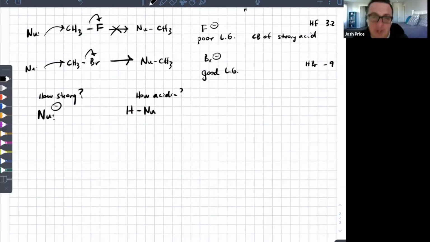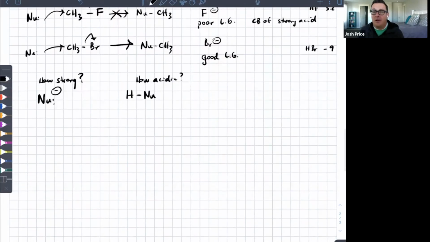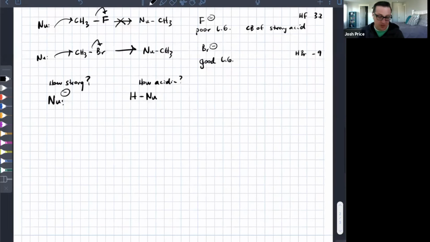The challenge here is that there's more than one way to be a good nucleophile. All right. And we're going to talk, in the remaining time before my voice gives out, about something called hard soft acid base theory.